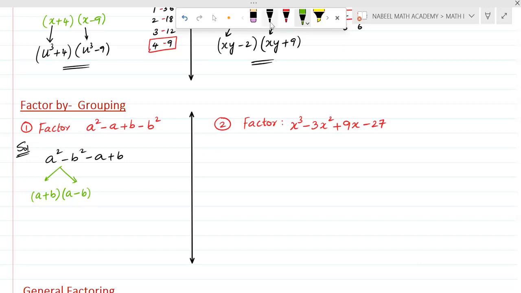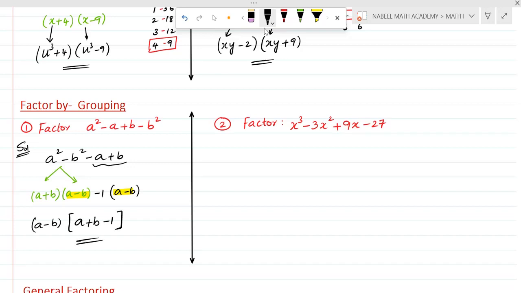What is that one here? The same. I take the minus 1 as common here. So when I take minus 1 common, you will get here a minus b. A minus b. Now what is the common factor in these two? Therefore, this is a common factor. I will take it outside. You will get a minus b outside. The remaining part, you will get a plus b minus 1. That's it.